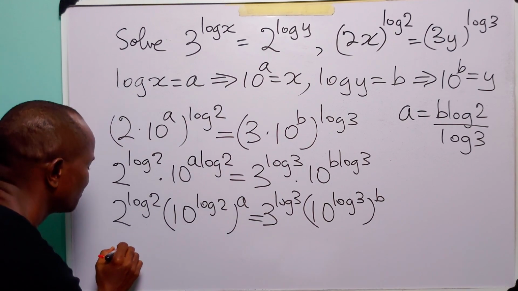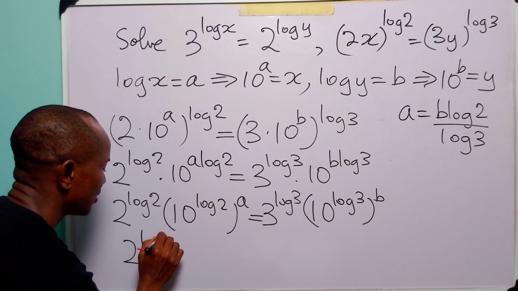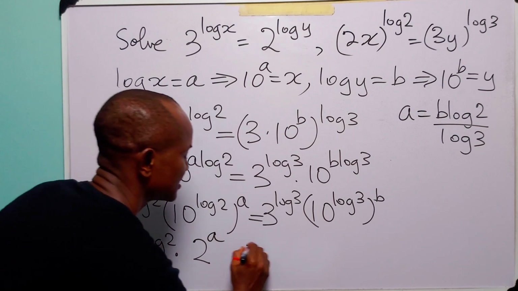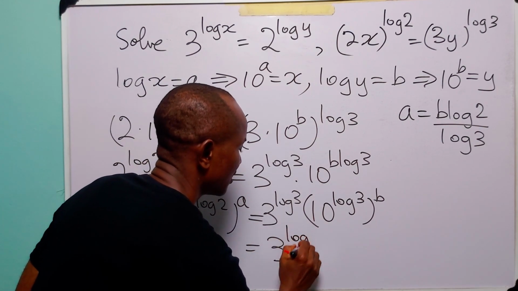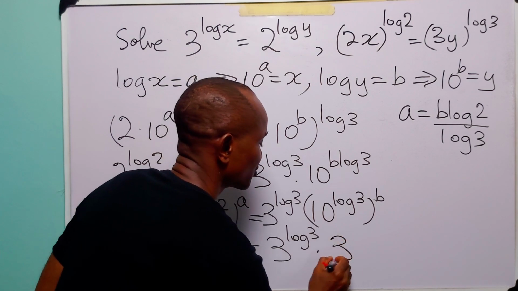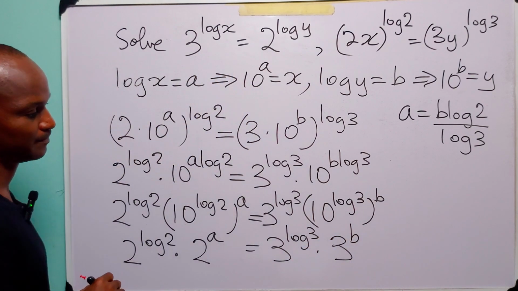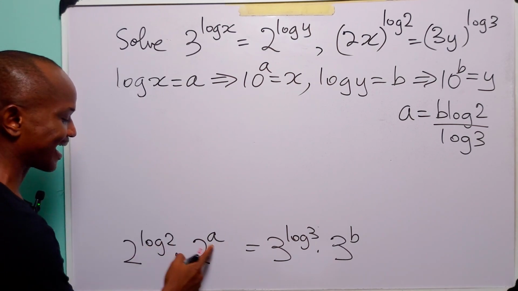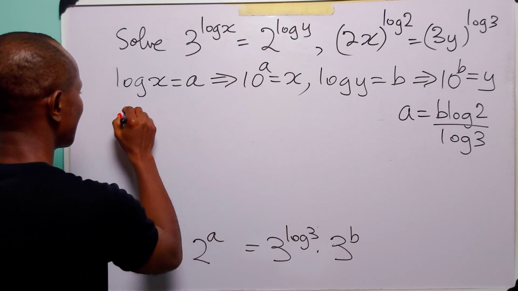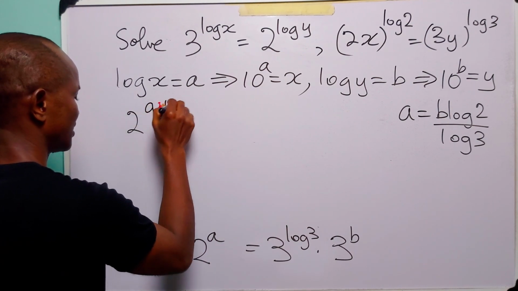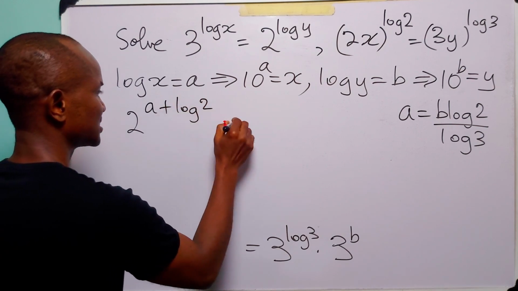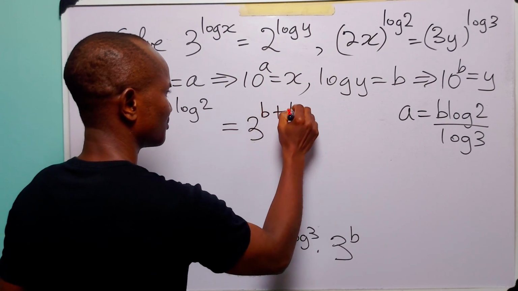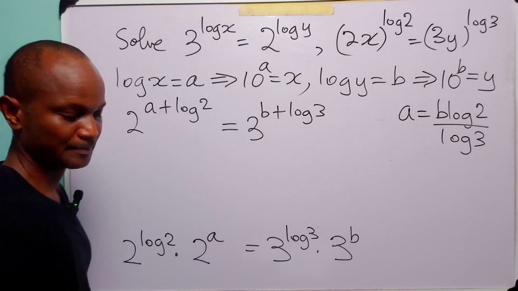So this equation now becomes 2 to the power log 2 multiplied by 2 to the power a is equal to 3 to the power log 3 multiplied by 3 to the power b. Now, since these two have the same base, that is 2, we can add their exponents. So here we have 2 to the power a plus log 2 is equal to, the same thing happens here, 3 to the power b plus log 3.